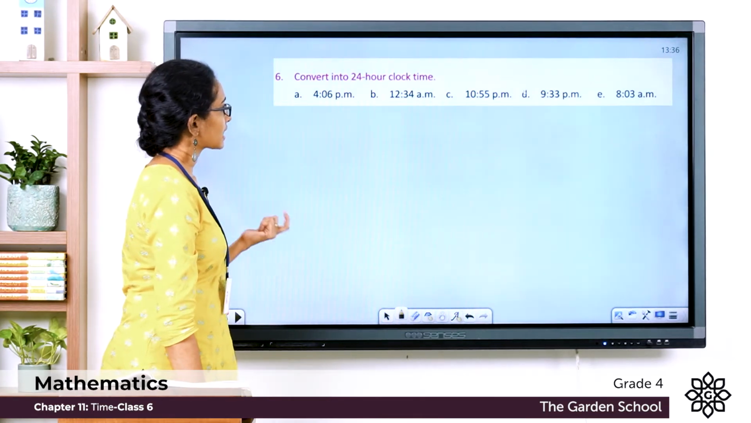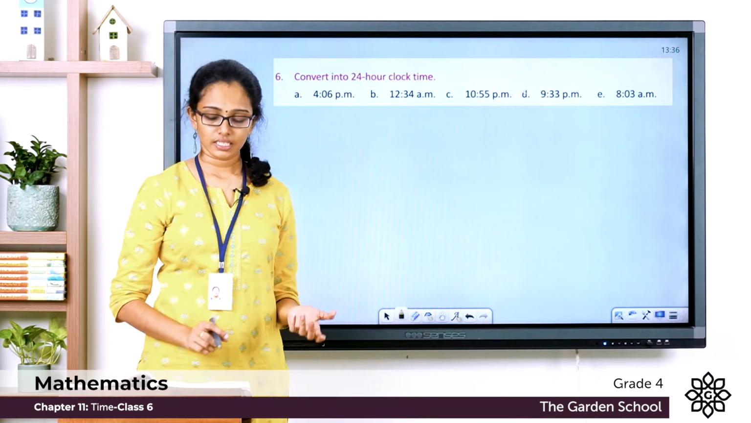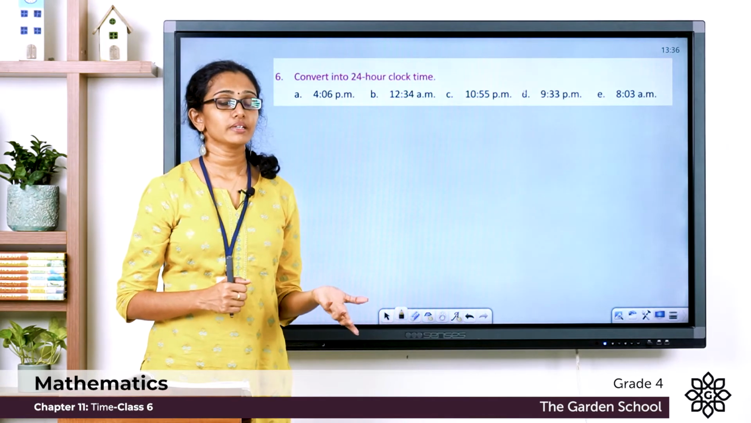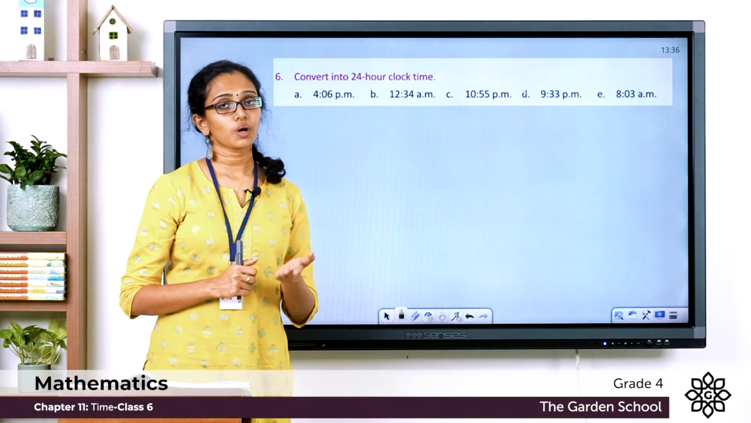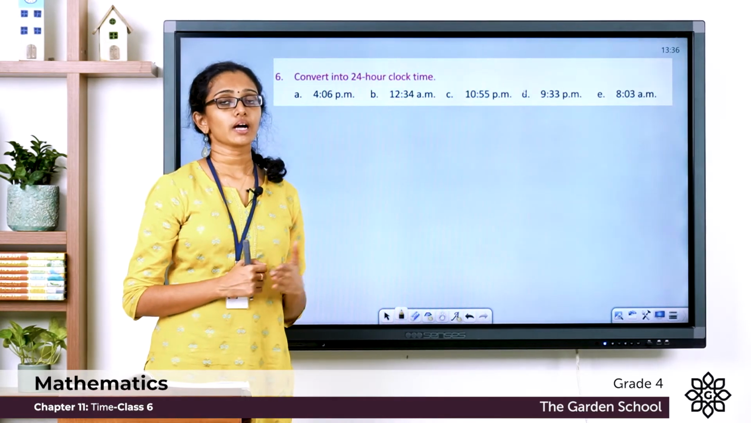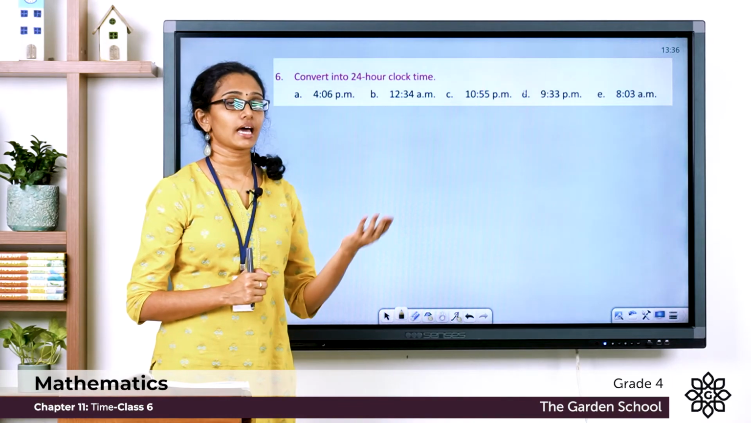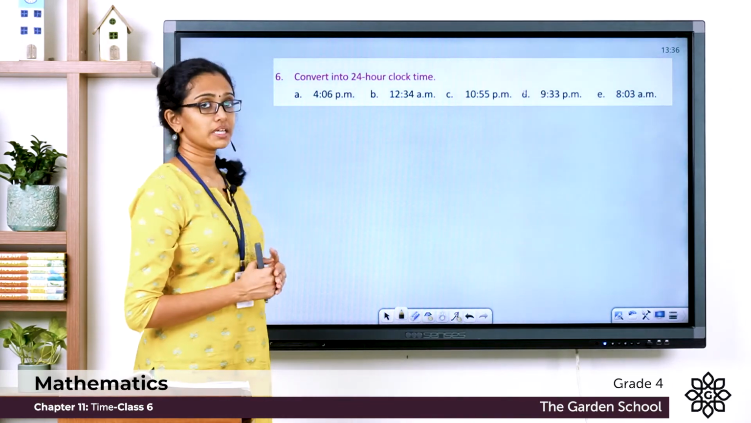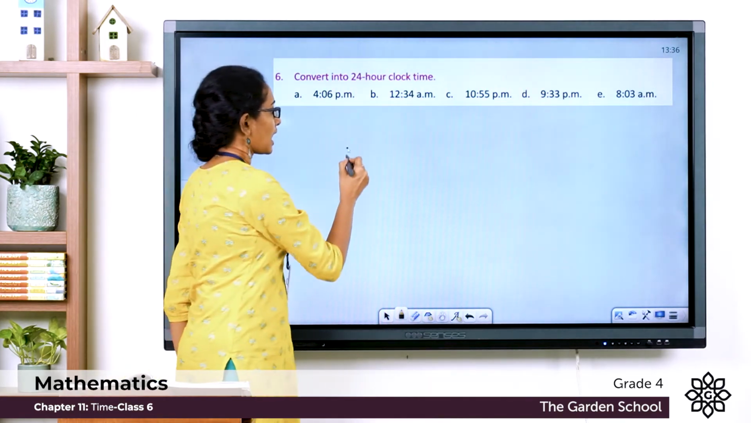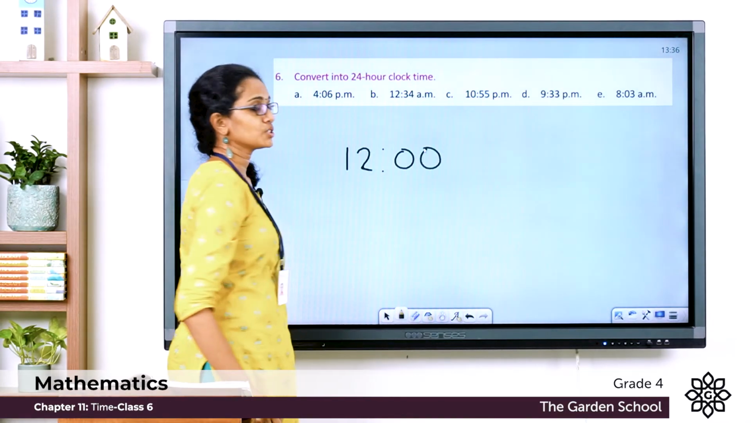Now question number 6, convert into 24-hour clock time. Now the first question is 4:06 p.m. 4:06 p.m. means it's in the afternoon, after 12 o'clock in the noon. So after 12 o'clock in the 24-hour format, we count the hours as 13, 14, 15, 16 and so on. So what is 4:06 p.m. in the 24-hour format? How do you convert that? Just add the given time to 12 hours.